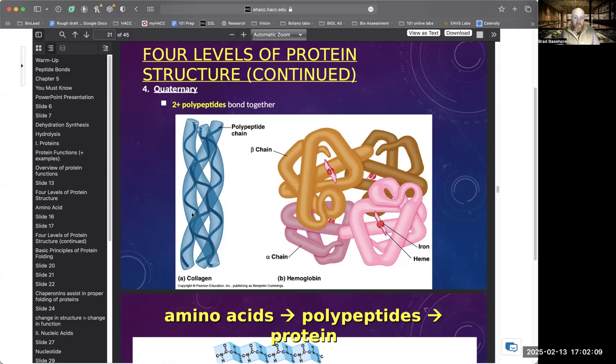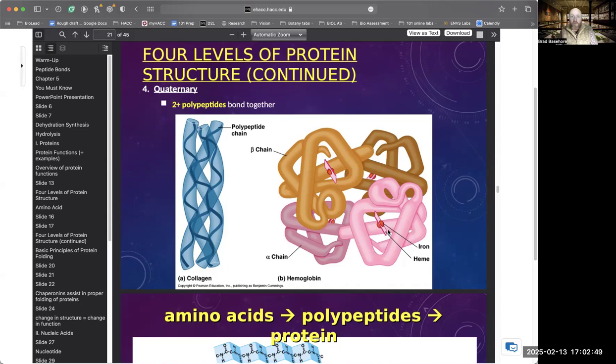So here we have three of these twisted chains. That's a collagen protein. It actually takes three polypeptides twisting together to make that. Here on the right, we have hemoglobin, which is four globin proteins or polypeptides, and then four heme polypeptides. And it's not until those eight pieces come together, four hemes, four globins, that it becomes a functional protein. And that is the fourth level of structure.